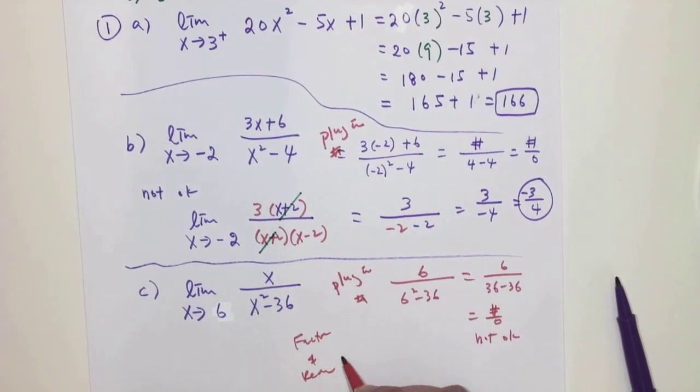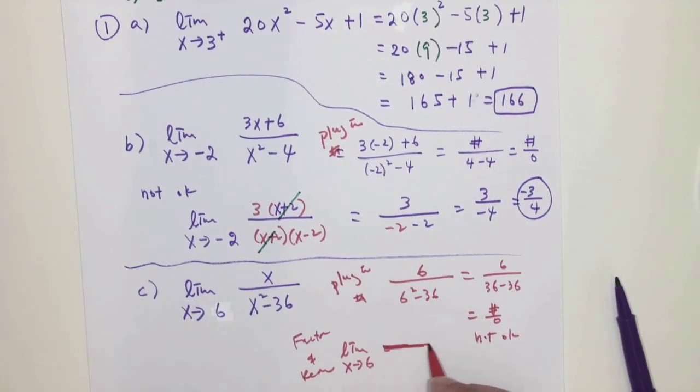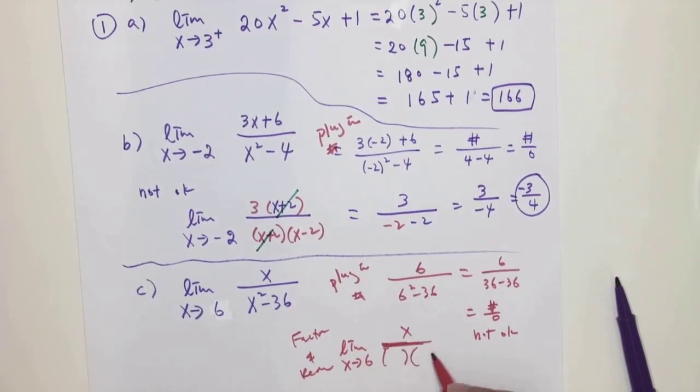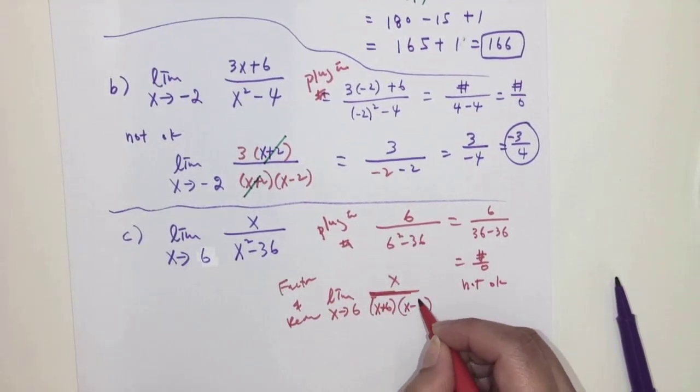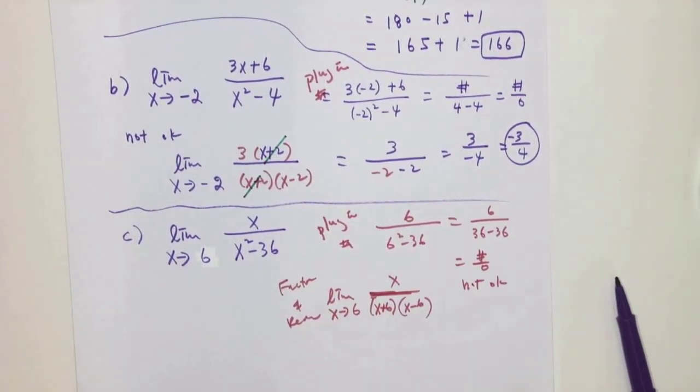If we factor and reduce, we are taking the limit as x approaches 6. On the top, we have x. At the bottom is a difference of two squares, right? So this is x plus 6 and then x minus 6. But there's nothing to reduce, right?